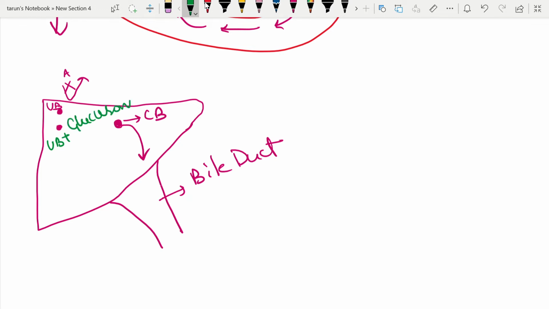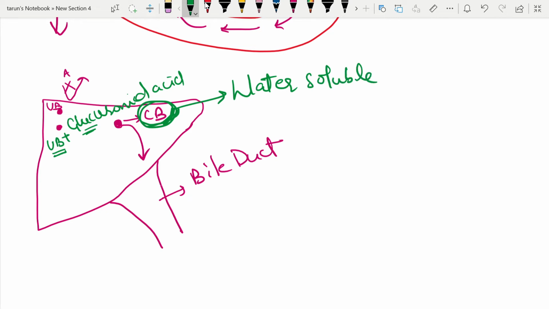Glucuronic acid is present in the liver, and once the unconjugated bilirubin combines with the glucuronic acid, it becomes conjugated bilirubin. Once the conjugated bilirubin is formed, it is water soluble, so it can dissolve in water, and therefore it is released into the bile duct. So now the conjugated bilirubin comes into the bile duct.